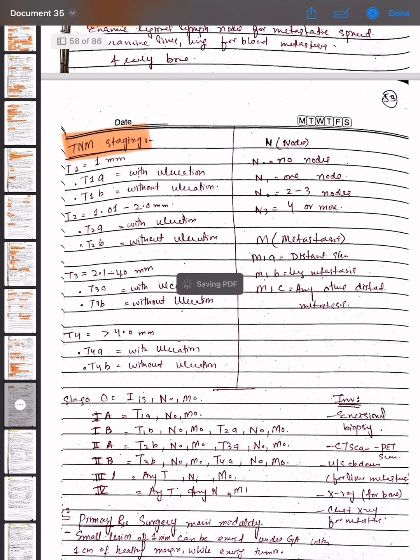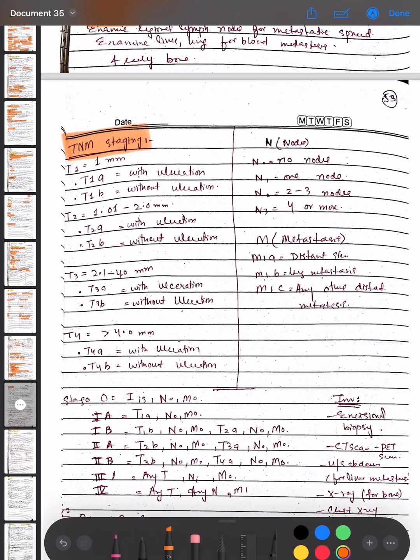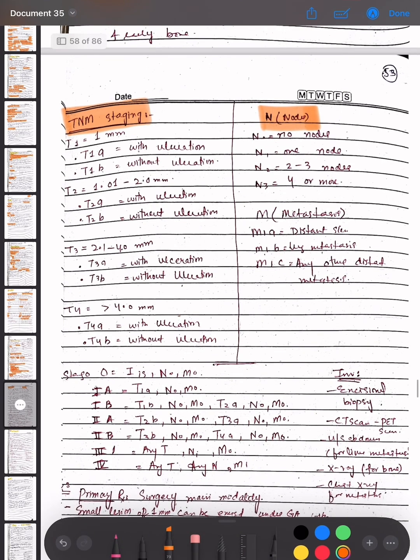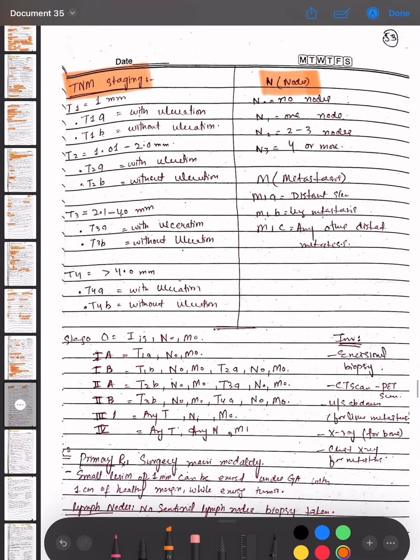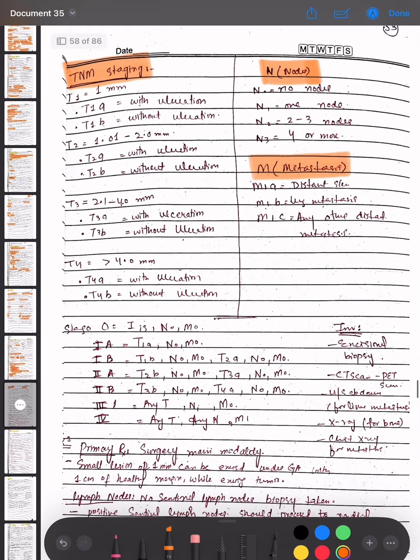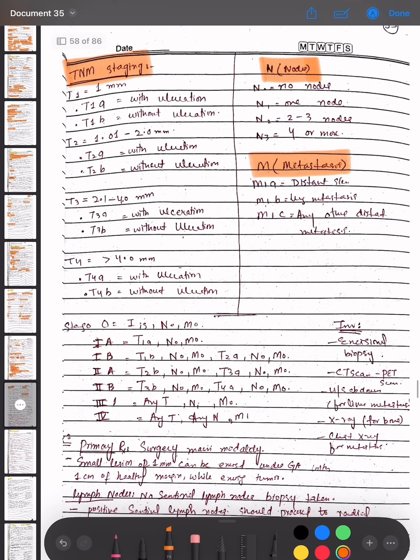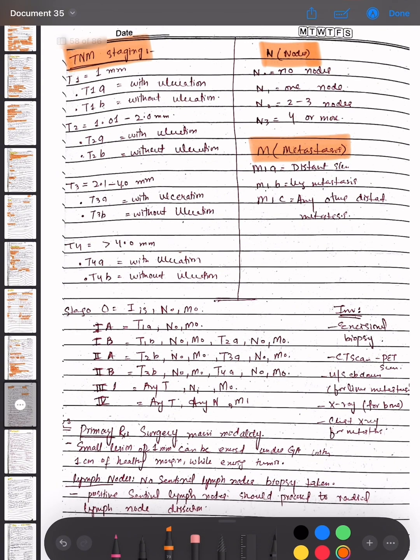Okay, then nodes. In nodes we have N0 meaning no nodes, N1 one node, N2 two to 3 nodes involved, N3 four or more. M is metastasis: M1A distant skin or nodes, M1B lung metastasis, and M1C any other distant metastasis.